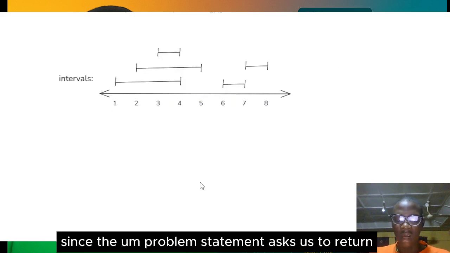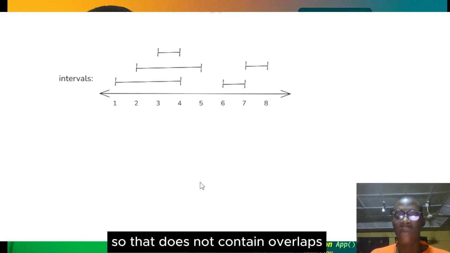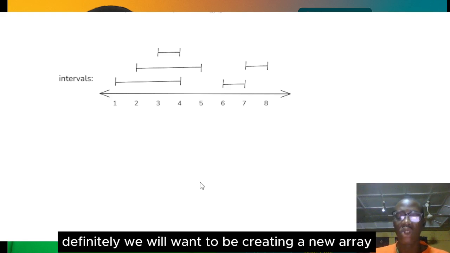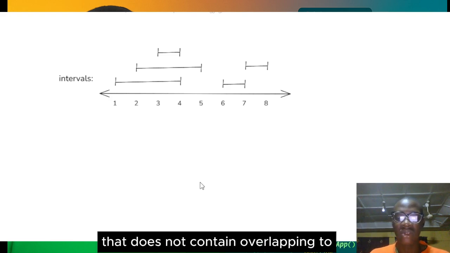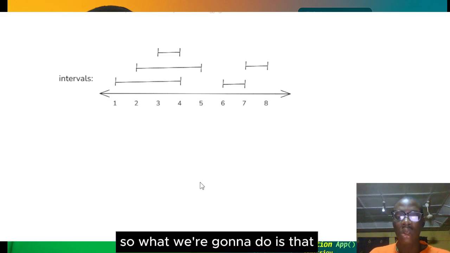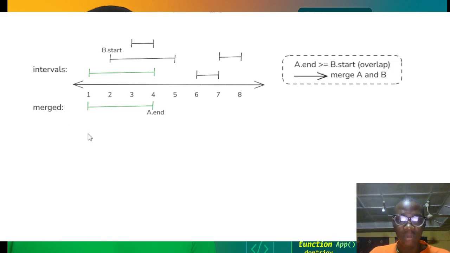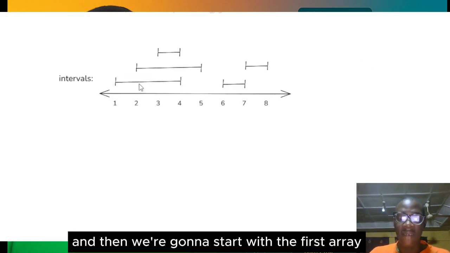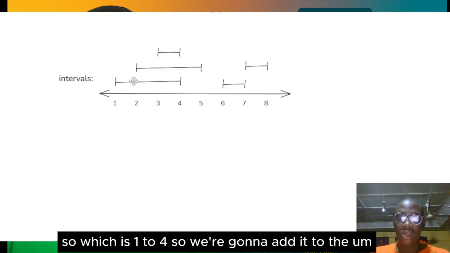Right now, since the problem statement asks us to return the merged intervals that do not contain overlaps, we definitely want to create a new array into which we append the intervals that do not contain overlap. So we're gonna create a new array called merge, and then we're gonna start with the first array in the sorted array of intervals, right? Which is 1 to 4.